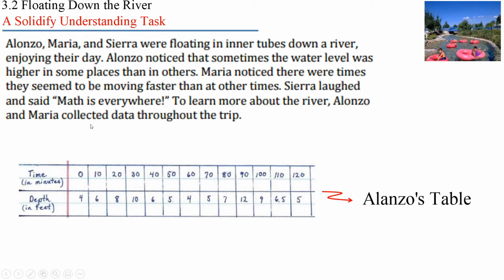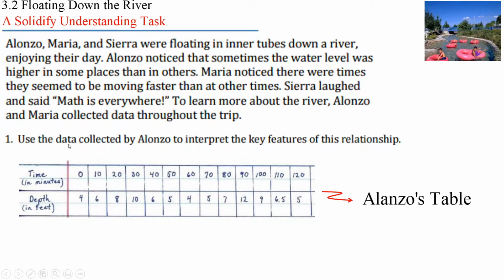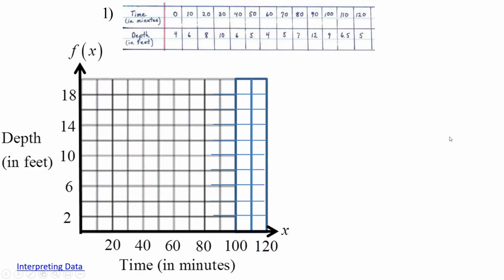And question number 1. Use the data collected by Alonzo to interpret the key features of this relationship. I misspelled Alonzo there. I'll fix that later. Okay, here we go. Let's have some fun.